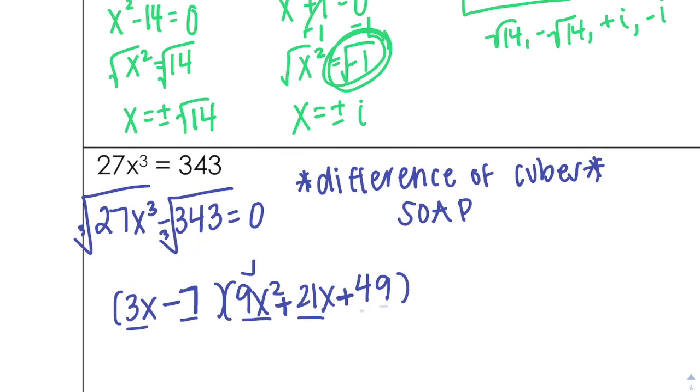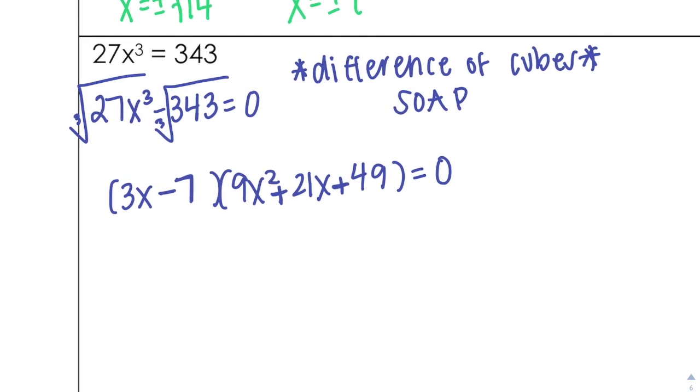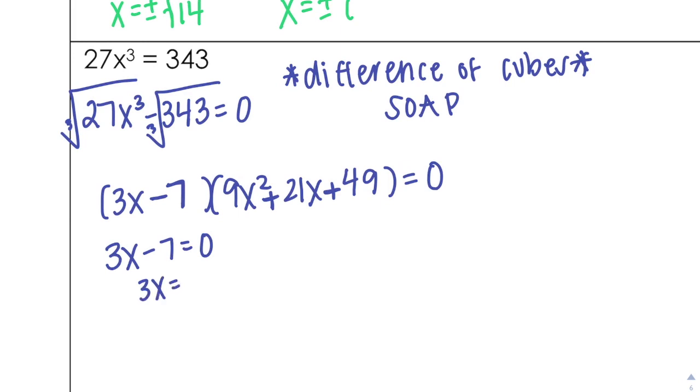Okay, but remember, the goal wasn't to factor here. The goal was to actually solve it. So now I have 2 different equations to solve. I have a linear and a quadratic. So when I solve the linear, 3x minus 7 equals 0. Add 7, so I get 3x equals 7. Divide both sides by 3. So x is 7/3. You can have fractions as answers.